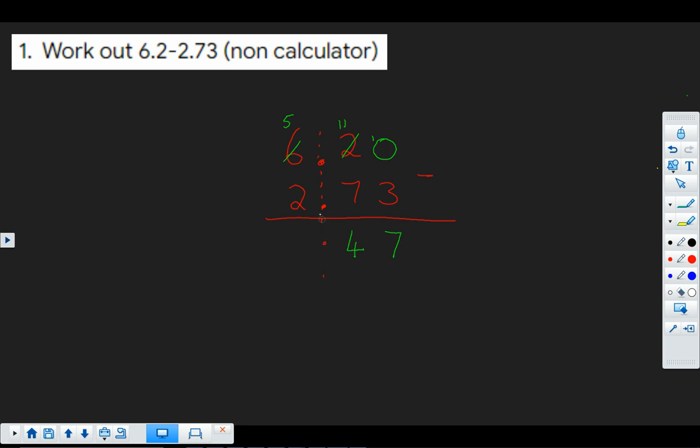My decimal place is safely in line and already there. 5 take away 2, 3. So there we have our answer, 3.47. Nugget to go away and practice on: Century, 6.04.